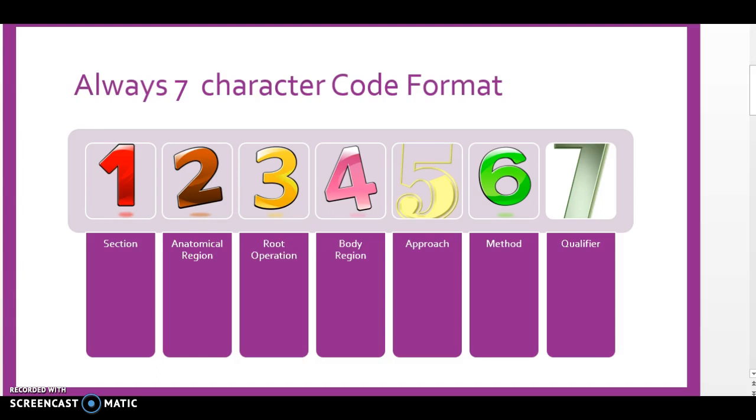The characters are as follows. Character 1 is for this section. Character 2 is for the anatomical region. Character 3 is for the root operation. Character 4 is for the body region. Character 5 is for the approach. Character 6 is for the method. And character 7 is for the qualifier.